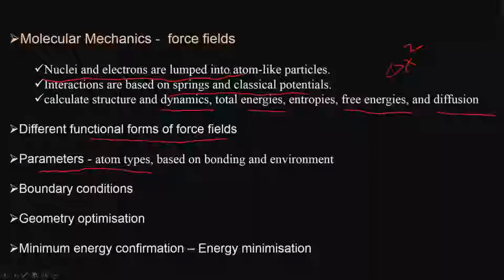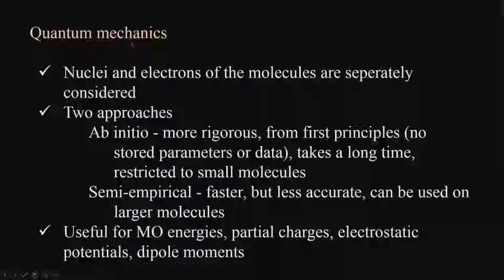So, this is called molecular mechanics. Everything is lumped as atoms connected by springs and so on. Now, let us go to something different, that is called quantum mechanics. Here nuclei and electrons of the molecules are separately considered. That is very important, they are separately considered.